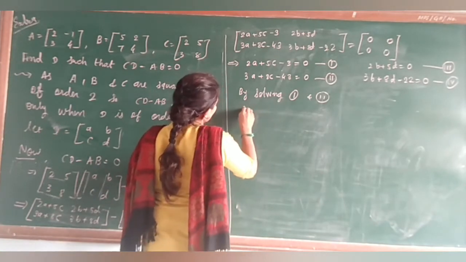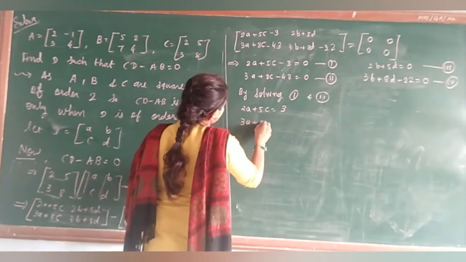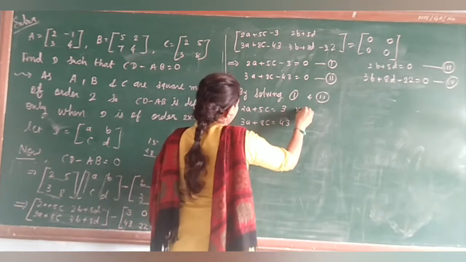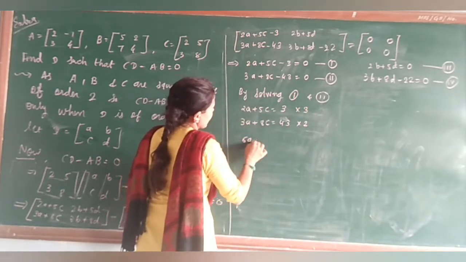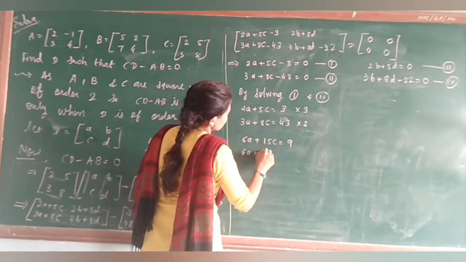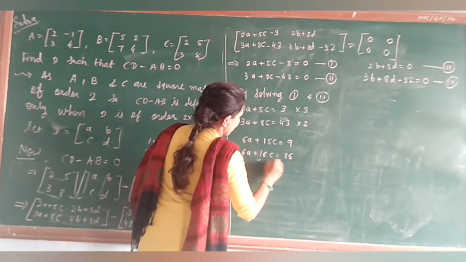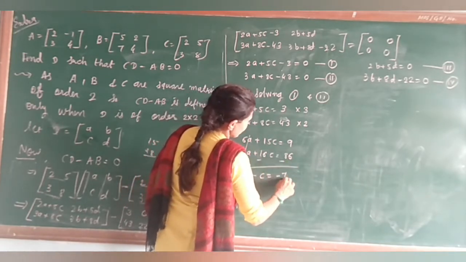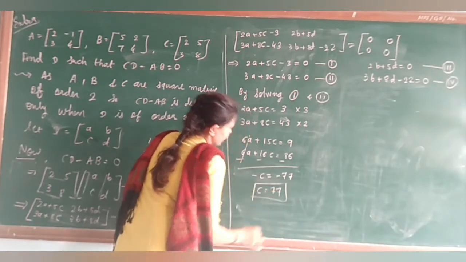So for 1 we have 2a plus 5c is equals to 3 and 3a plus 8c is equals to 43. So when we equate, let me multiply the first by 3 and the second by 2. So you will get 6a plus 15c is equals to 9, 6a plus 16c is equals to 86. Now apply minus. So this is minus c is equals to minus 77. So c is equals to 77.